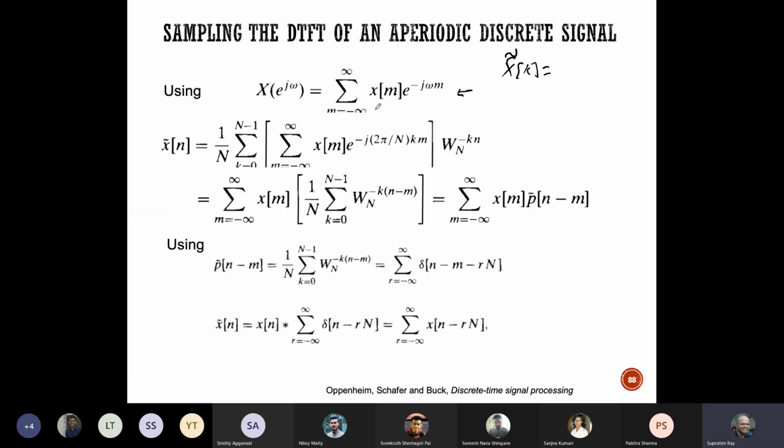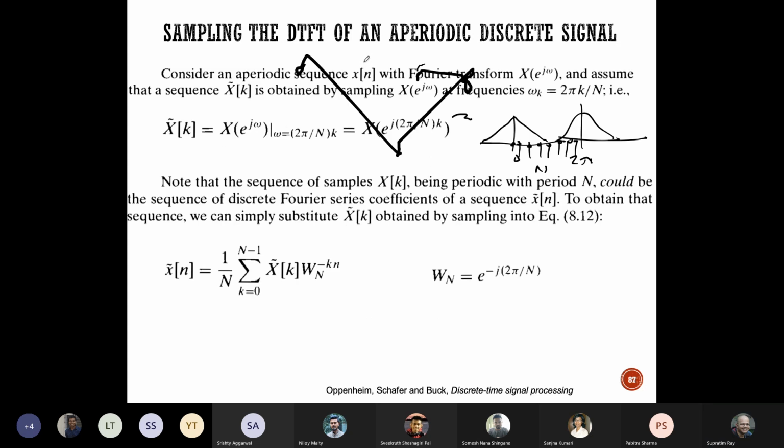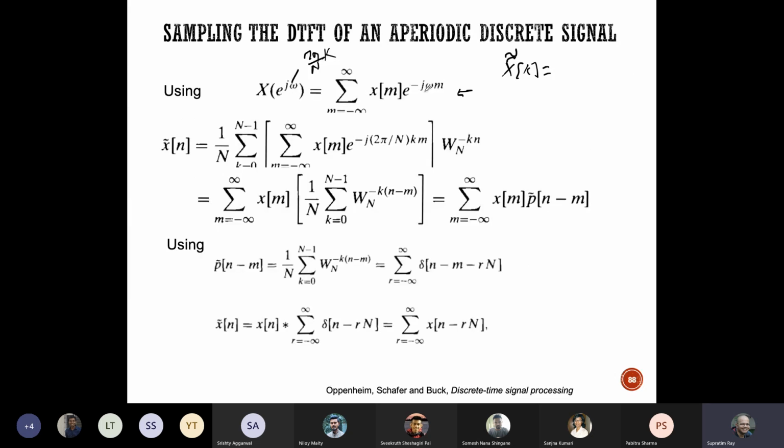So all I am doing here is putting the value of omega as 2 pi by N times k, because X[k] is just X of e to the power j omega at omega equal to 2 pi by N times k. That's it. Omega is taking this value here.